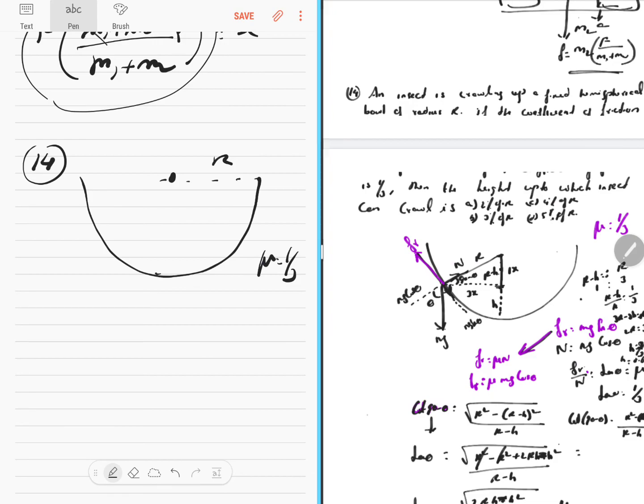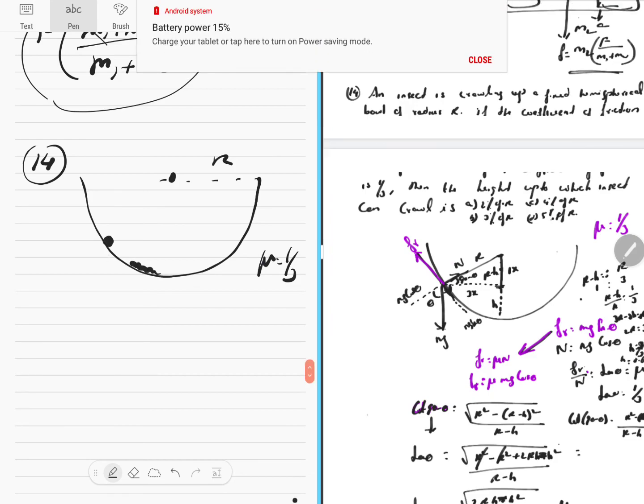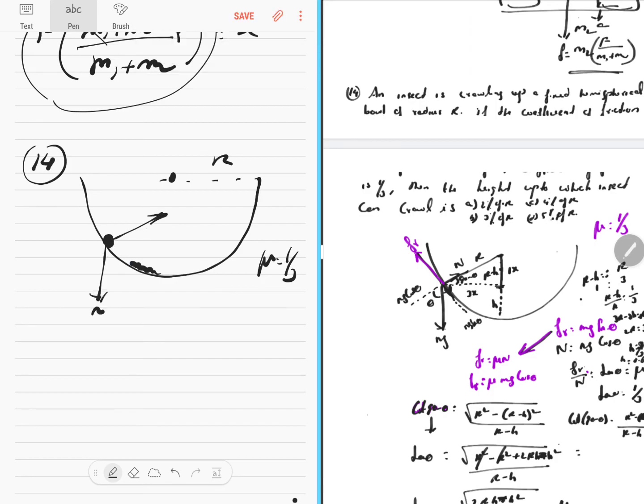So the insect is crawling and comes here. Say the insect is going to be here. The moment it's here, the normal reaction is like this, and the mg is downward, and there is the frictional force. So the friction is acting in this direction, and that friction is what is responsible for it to rise up in this case. So this is where the frictional force is, mg is, the normal reaction is. I should have drawn the normal reaction properly because I should join it with the center. So this is the normal reaction.